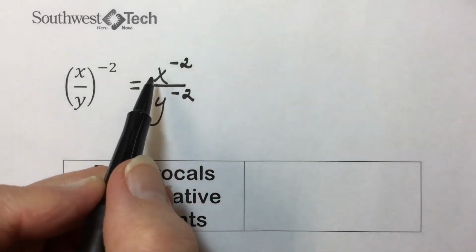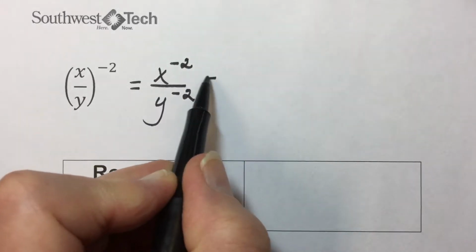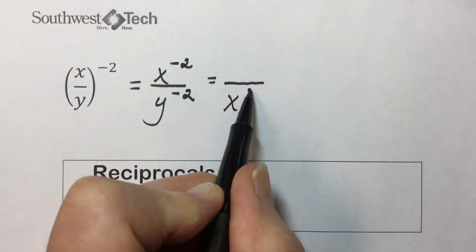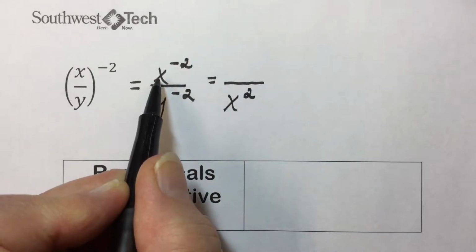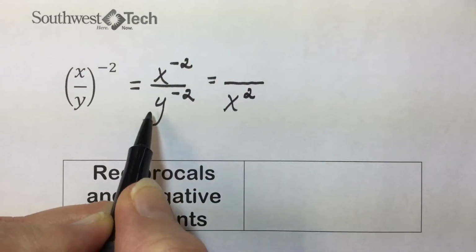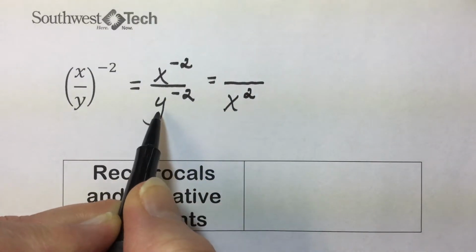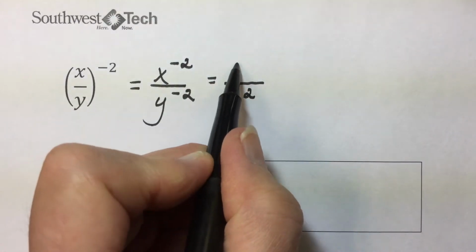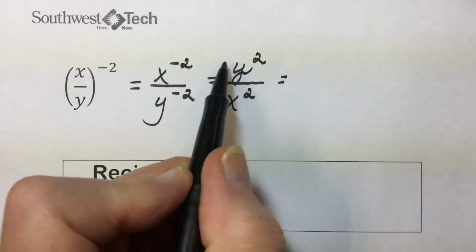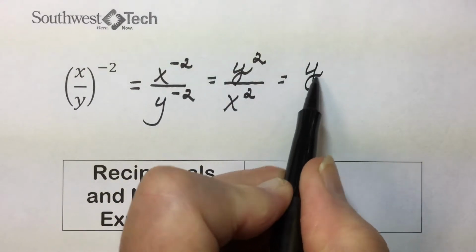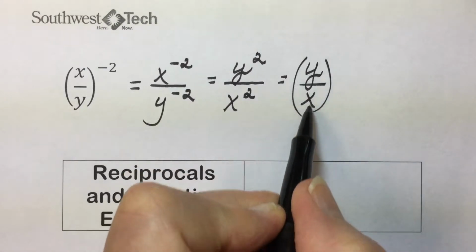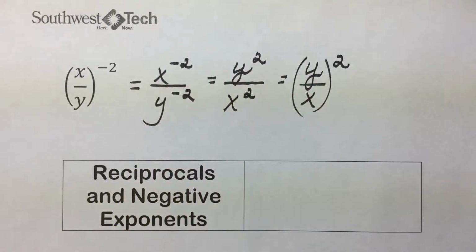When we have a variable with a negative exponent, we can switch that to the other side of the fraction bar to make the exponent positive. So the numerator goes to the denominator, making a positive exponent, and likewise we're taking our denominator value, switching it to the numerator to make it positive, and since they're both to the second power, we can express this as y over x, the quotient to the second power.